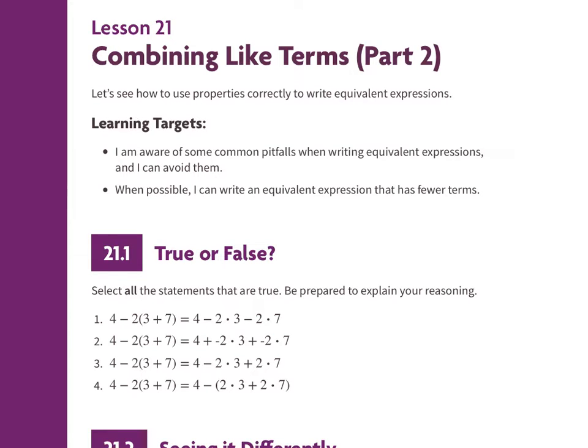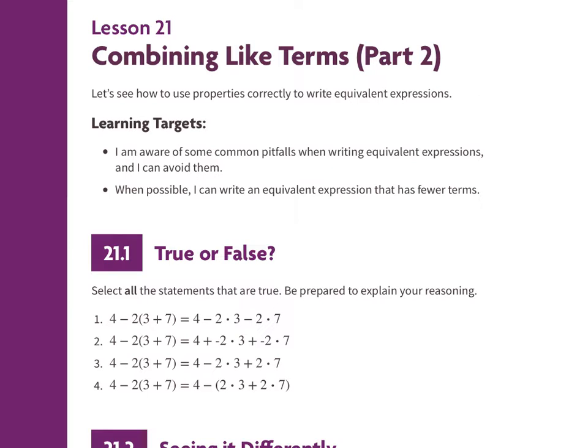All right, guys, more combining like terms today. We are going to be on page 155. So let's see how to use properties correctly to write equivalent expressions. The I can statement: I am aware of some common pitfalls when writing equivalent expressions, and I can avoid them, and when possible, I can write an equivalent expression that has fewer terms.